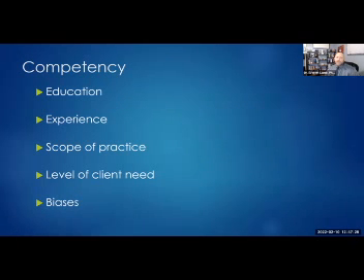So again, we have to look at our own competency. What's my education? What's my experience? What's my scope of practice? What's the level of client need? What are my biases? So education doesn't just mean, what degrees do I have? What letters are after my name? Doesn't mean any of that.